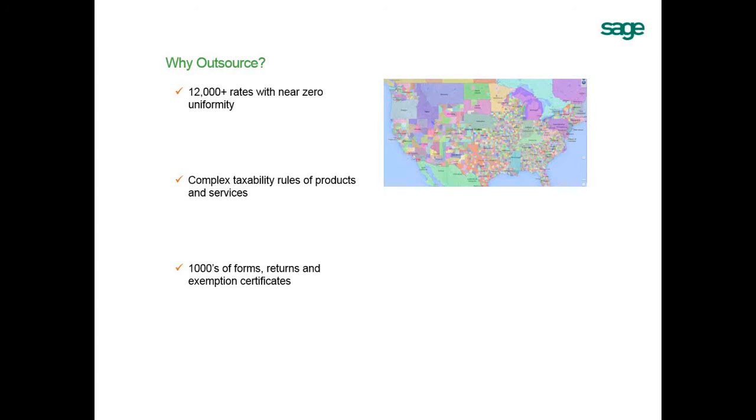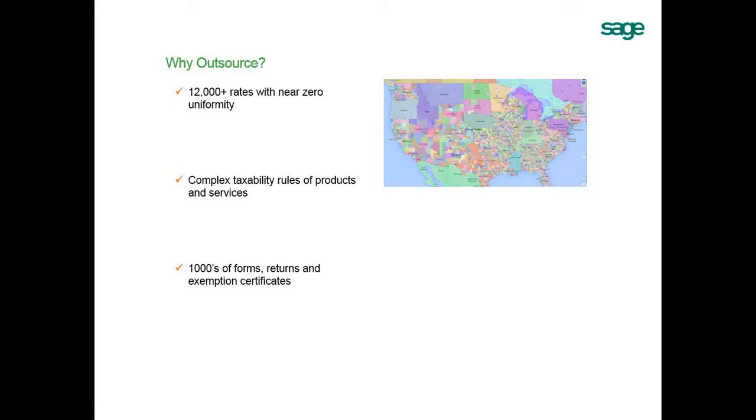When we look at this map and you see all these different color codes, every color code represents a different tax jurisdiction. The more states that you're in, the more jurisdictions you have, and there's an incredible amount of difficulty in capturing the correct rates because there's no rhyme or reason or uniformity with the jurisdictions, and that assumes that you capture the right jurisdictions in the first place.